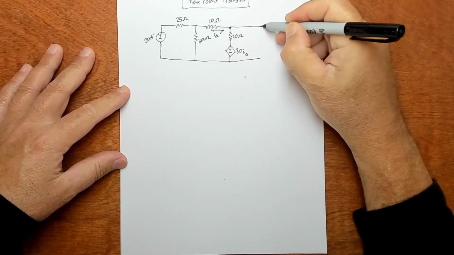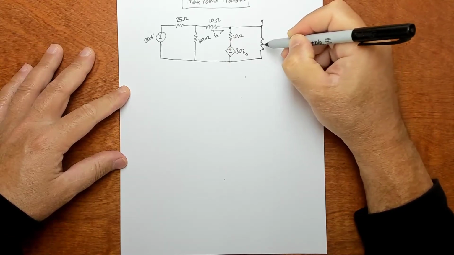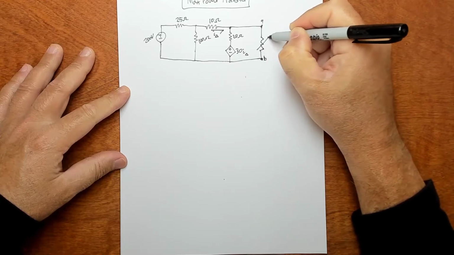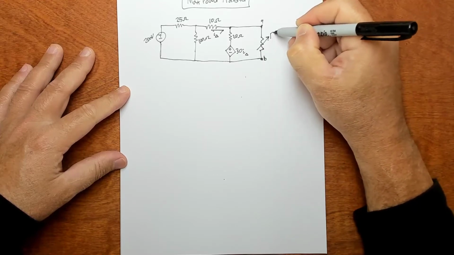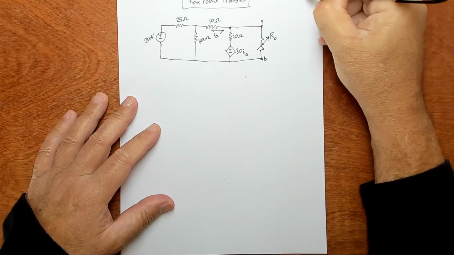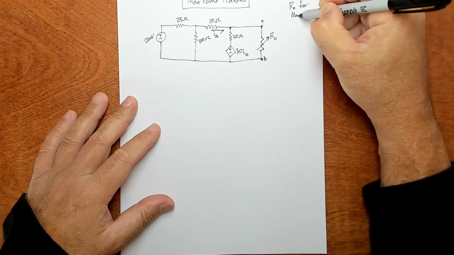Then there's terminals A, B here that we're going to connect a load. We're going to call that R0, and it's a variable resistor, so they put an arrow through that to indicate a variable resistor. So we're asked to find R0 for max power transfer.